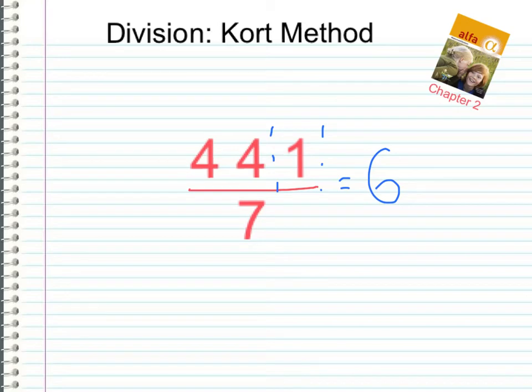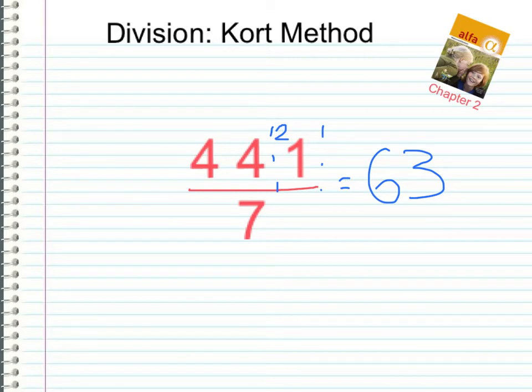Now 42 isn't exactly 44. So I need to count up how many more I need to get from 42 to 44. 42, 43, that's 1, 44, which is 2. So I'm going to need 2 extra, and it's going to come over here with the 1. So this number is now 21 instead of just 1. So does 7 go into 21? Yes, it does, and it goes in exactly 3 times. So my answer is 63.